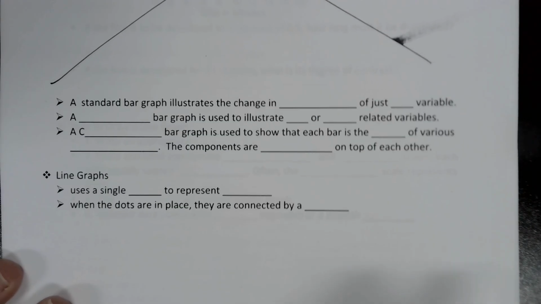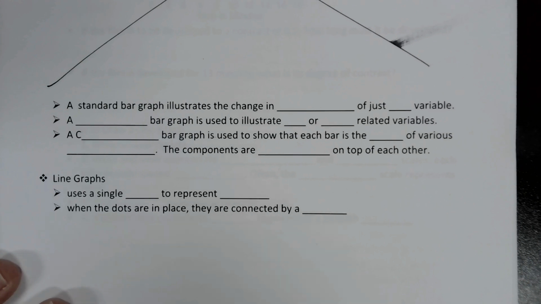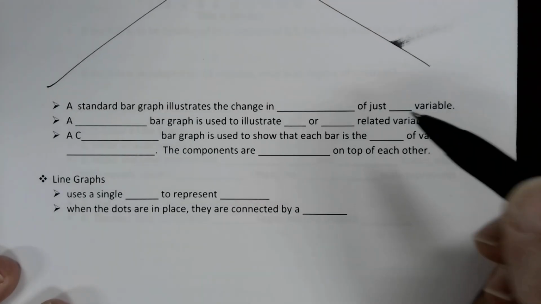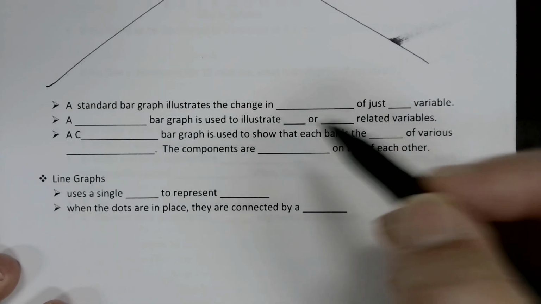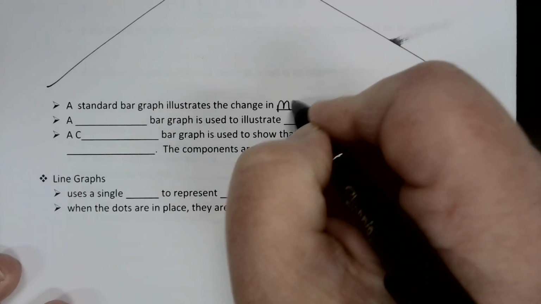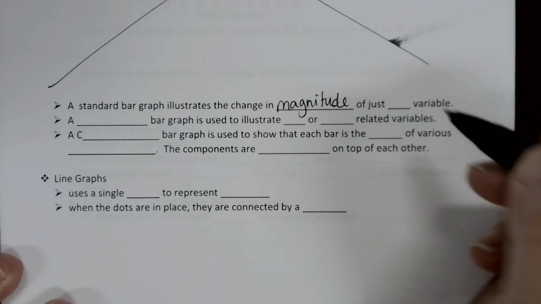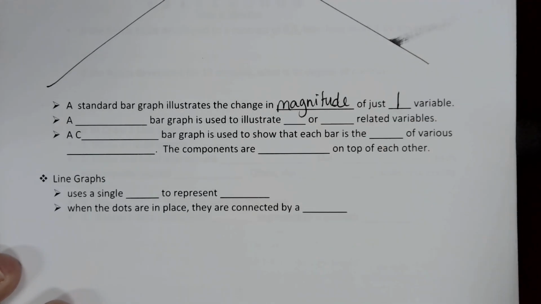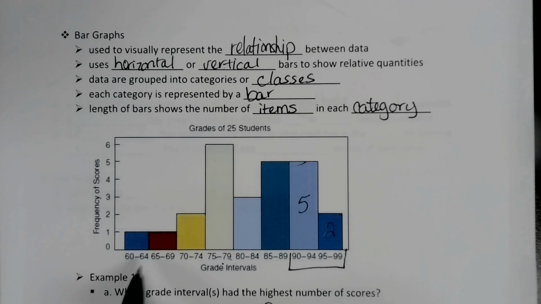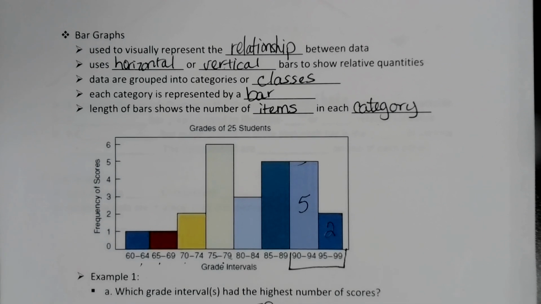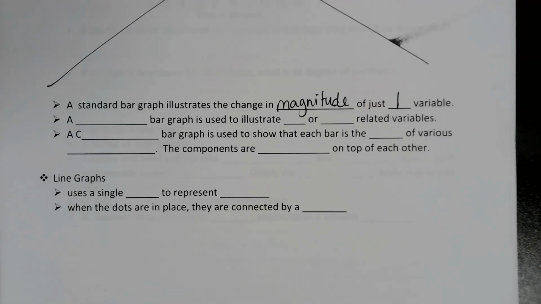A few things about bar graphs that you might need to know is that a standard bar graph illustrates the change in magnitude of just one variable. So in this bar graph that we had, the only variable changing was the score, the grade intervals. Okay?